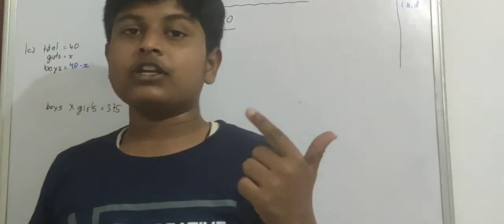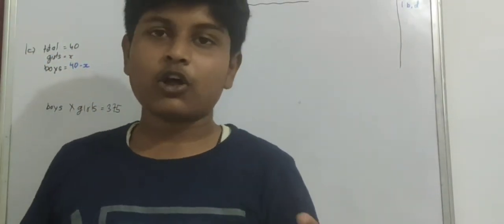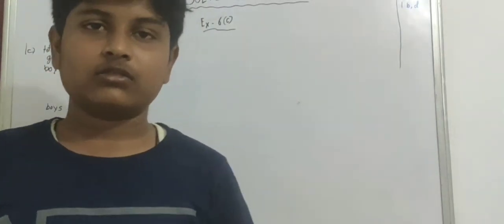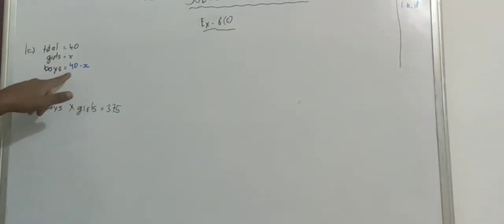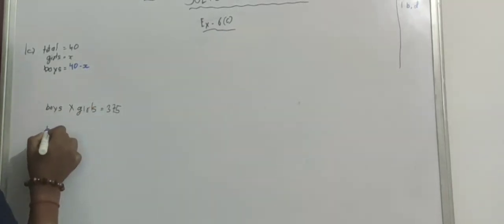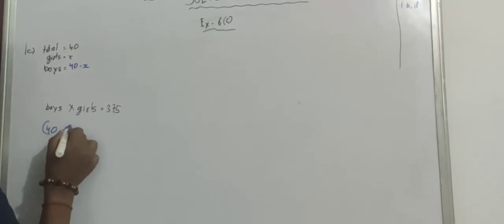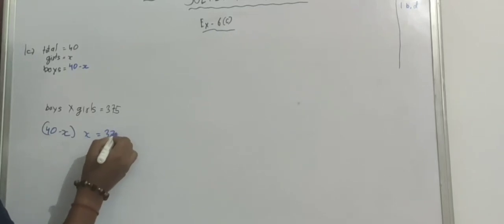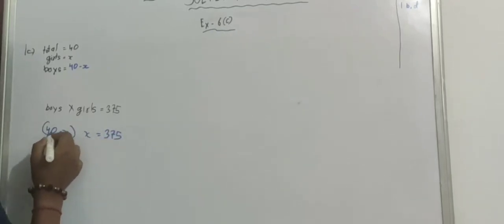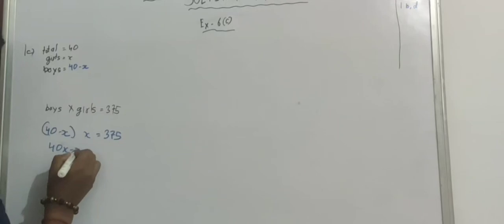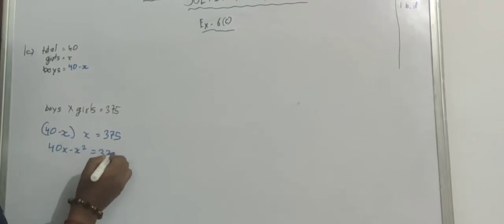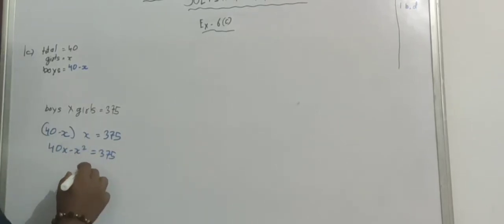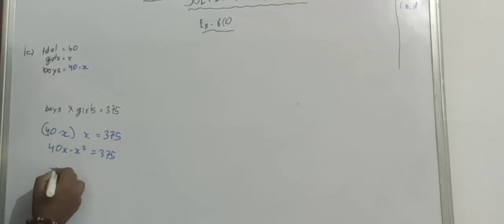Now, without applying your dirty mind, don't think that transgenders are also in the class. Only boys and girls, not transgenders. So 40 minus X will be boys and X girls, not others. So boys are 40 minus X and girls are X. Girls into boys equals 375. So X into this will be 40X minus X square is equal to 375. Now send this to this side, you will get minus X square.